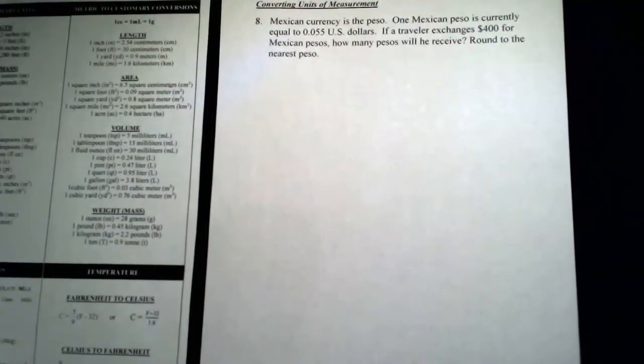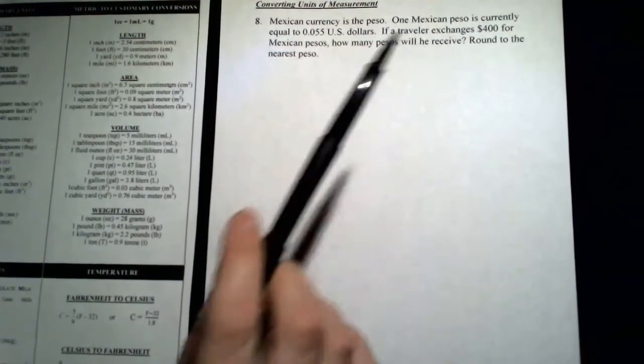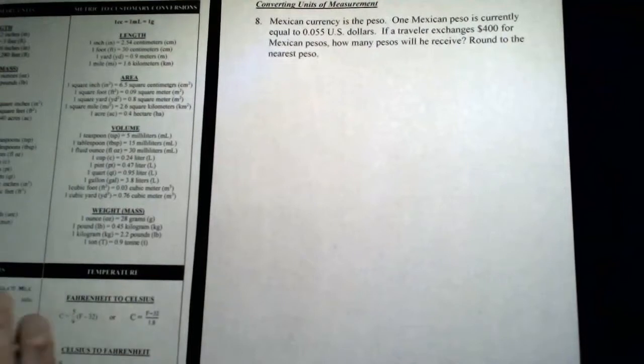Okay, number 8 says Mexican currency is the peso. 1 Mexican peso is currently equal to 0.055 US dollars. If a traveler exchanges $400 for Mexican pesos, how many pesos will he receive? And we're going to round it to the nearest whole number, the nearest peso. So in a case like this, they're giving us conversions to use, just like a previous question, as if they were on this conversion sheet.